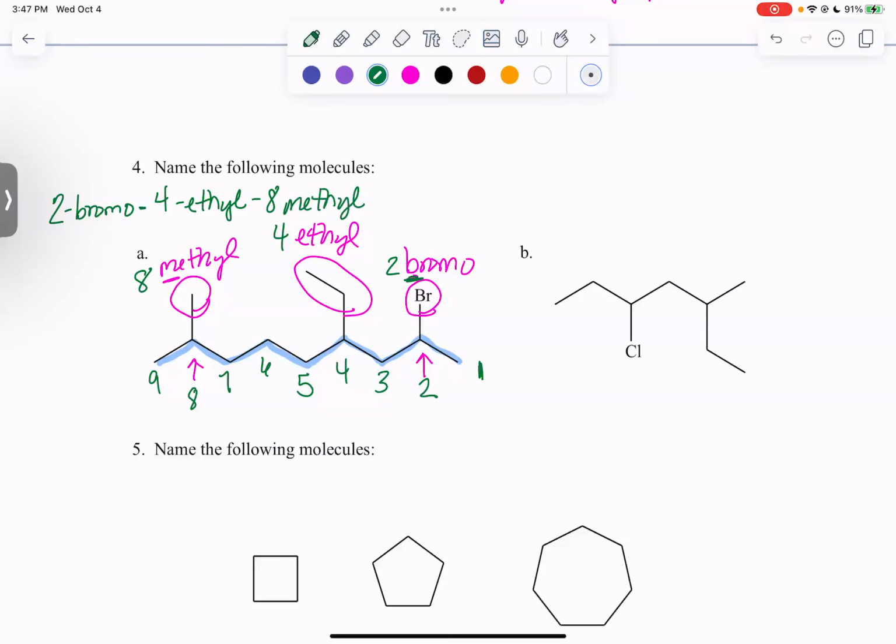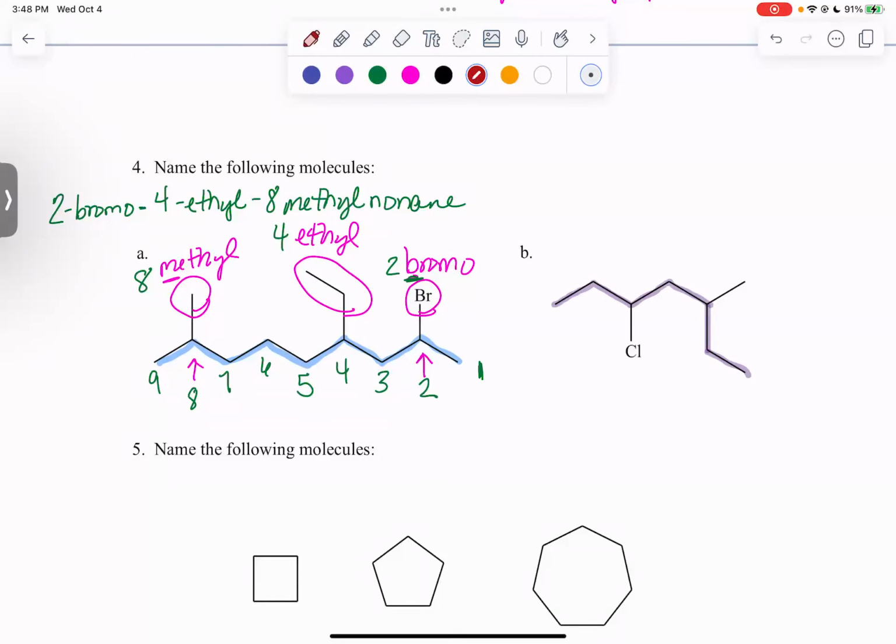And then I am 9 long, so that's nonane. Okay. Now B, let's try some other colors. Okay, B. I want my longest continuous chain. So let's see, if I start over here, 1, 2, 3, 4, 5. Now I got a decision to make. Do I go up or do I go down? If I go up, there's only 1. But if I go down, that's 1, 2 more carbons. So I want to go down.